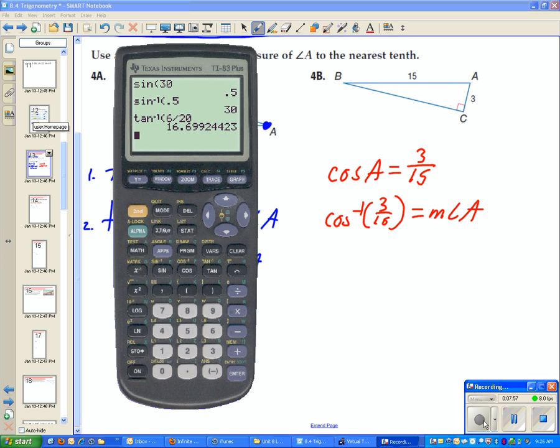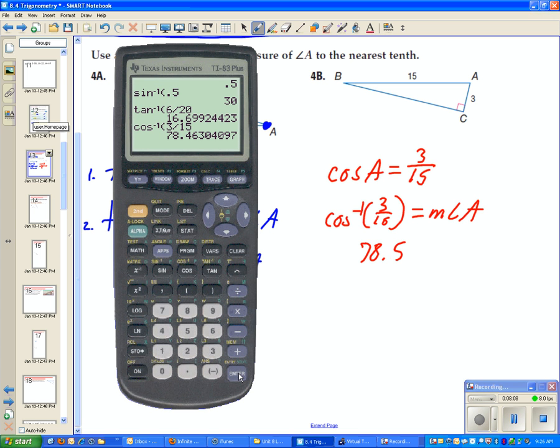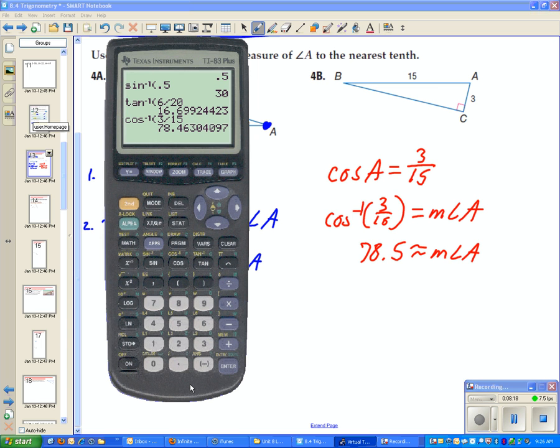And now I use my calculator. Inverse cosine, 3 divided by 15. So 78.5 to the nearest tenth is what the measure of angle A equals. Somebody say that's easy? Good.